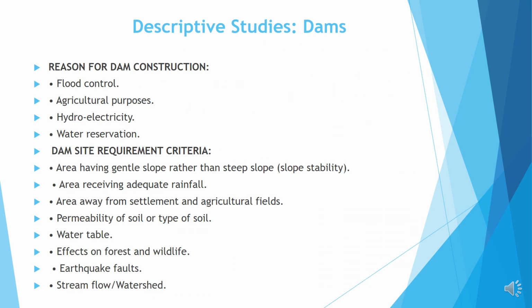The reasons for dam construction are flood control, agricultural purposes, hydroelectricity, and water reservation. Dam site requirement criteria are: area having gentle slope rather than steep slope, area receiving adequate rainfall, area away from settlement and agricultural fields, permeability of soil or type of soil, water table, effects on forest and wildlife, earthquake faults, stream flow, watershed.